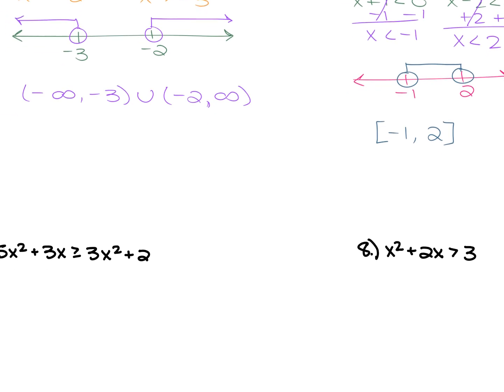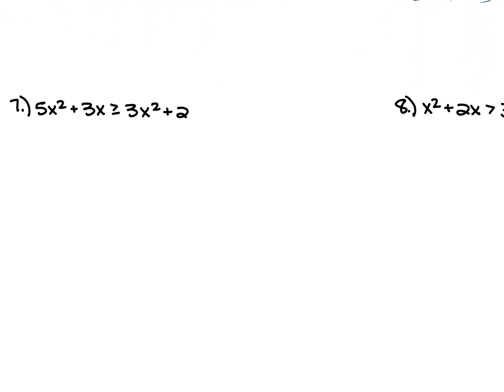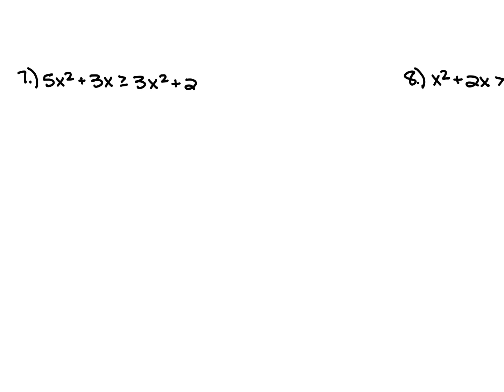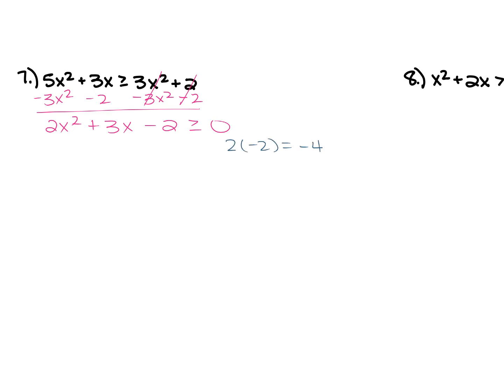For number 7, we have 5x squared plus 3x is greater than or equal to 3x squared plus 2. We're going to move the 3x squared over by subtracting it from both sides. We're also going to move the 2 over by subtracting it from both sides. So this is going to give us 2x squared plus 3x minus 2 is greater than or equal to 0. From here, we need to factor this by multiplying your 2 times negative 2. That gives us negative 4. Your factors of negative 4 that add to be positive 3 are 4 and negative 1.